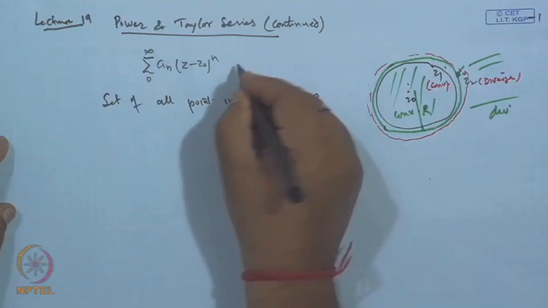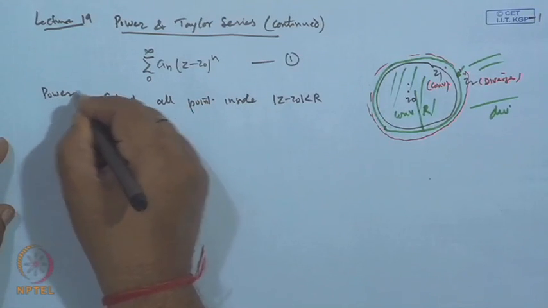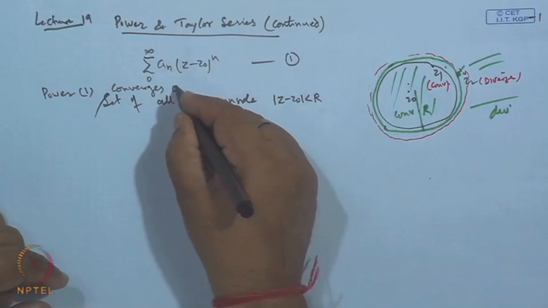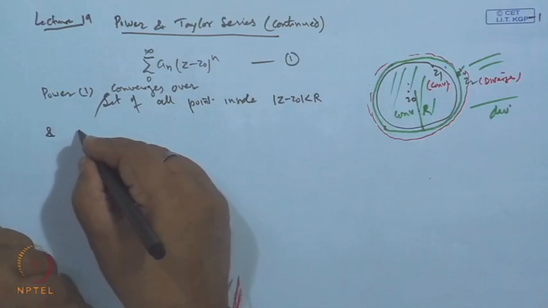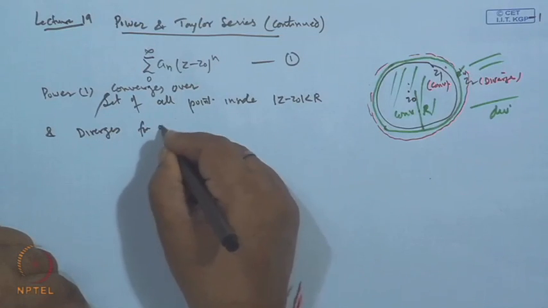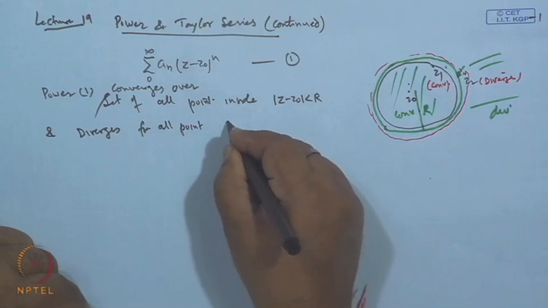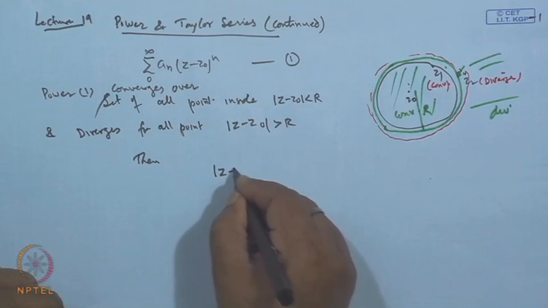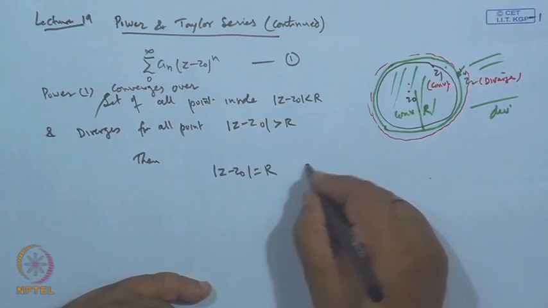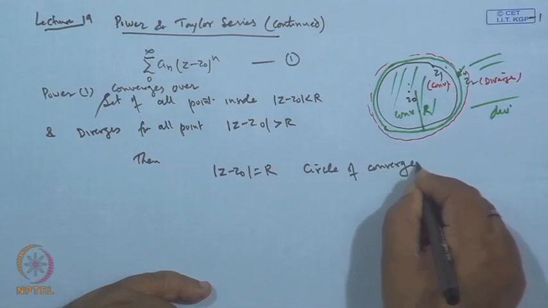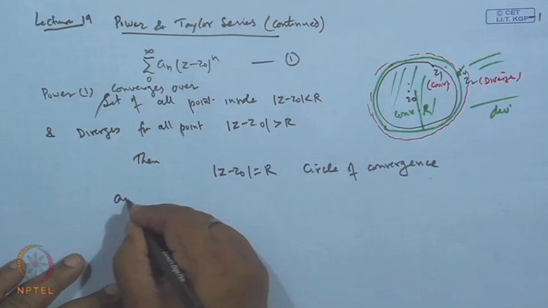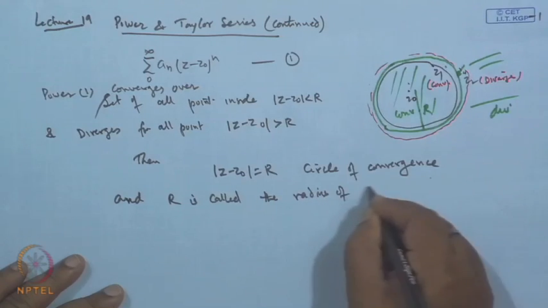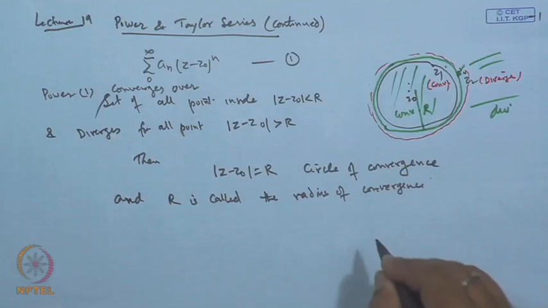The power series converges over the set of all points inside this circle, and diverges for all points where |z minus z_0| is greater than r. Then |z minus z_0| equal to r is known as the circle of convergence, and r is called the radius of convergence. That is what we are interested in.